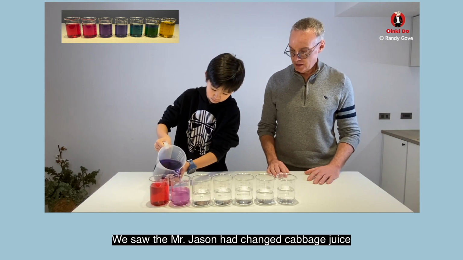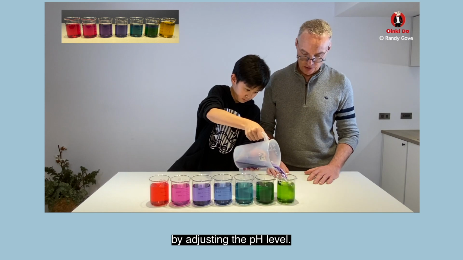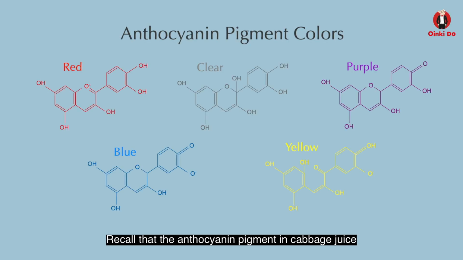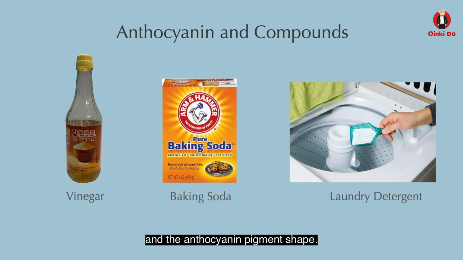We saw Mr. Jason had changed cabbage juice into a variety of colors by adjusting the pH level. Recall that the anthocyanin pigment in cabbage juice changes color because it has 5 slightly different shapes, one for red, clear, purple, blue, and yellow. We can learn how different compounds change the pH level of water and the anthocyanin pigment shape.